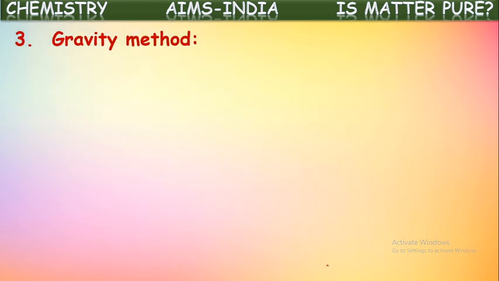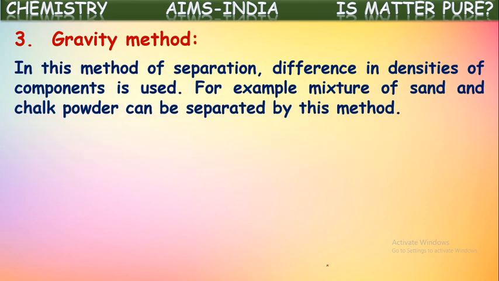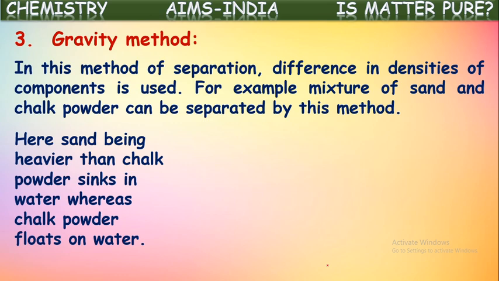Next technique, gravity method. In this method of separation, the difference in densities of components is used. For example, a mixture of sand and chalk powder can be separated by this method. Here, sand, being heavier than chalk powder, sinks in water, whereas chalk powder floats on water. Actually, chalk powder will be floating in the water as it is lighter in weight. Immediately after stirring, sand settles down. Chalk powder will still be spread in the water. So that can be separated by using the decantation process. So sand will remain down.